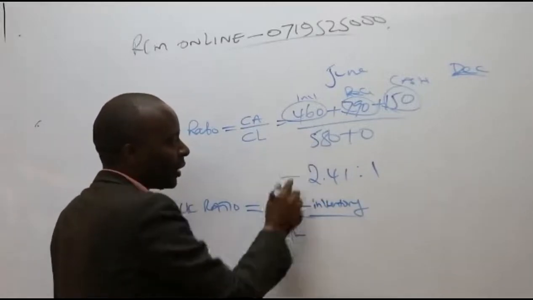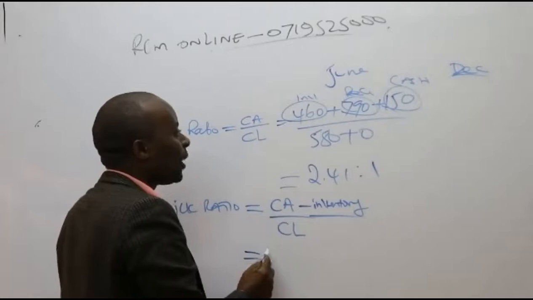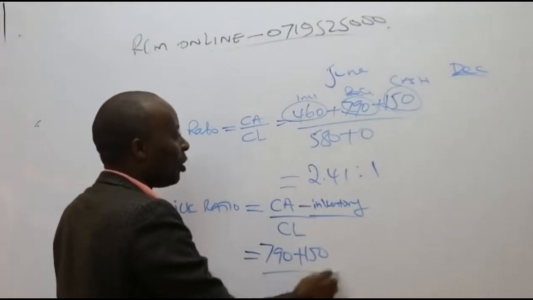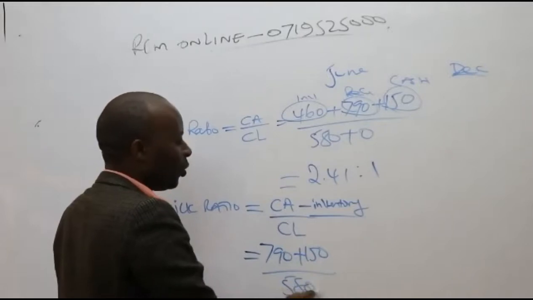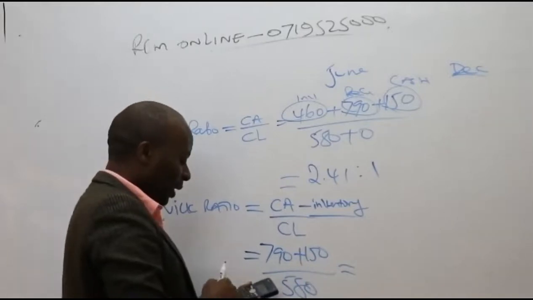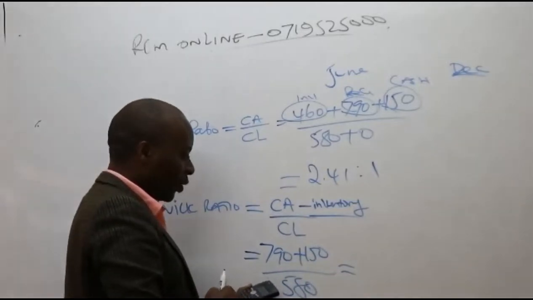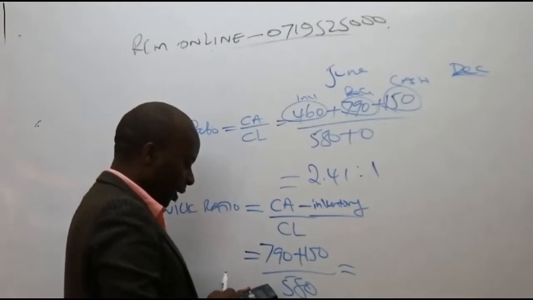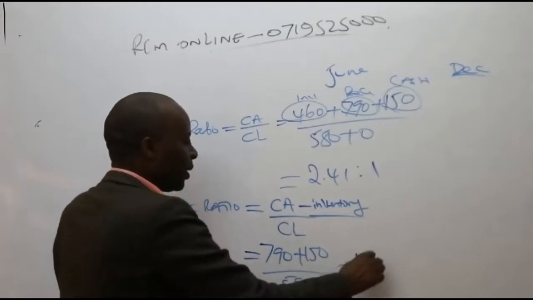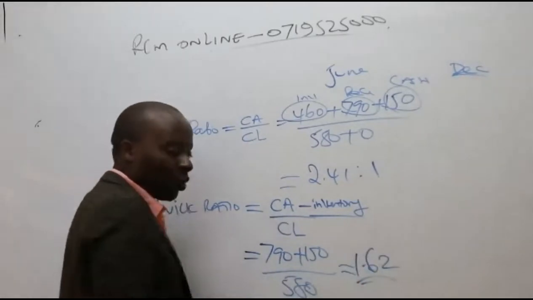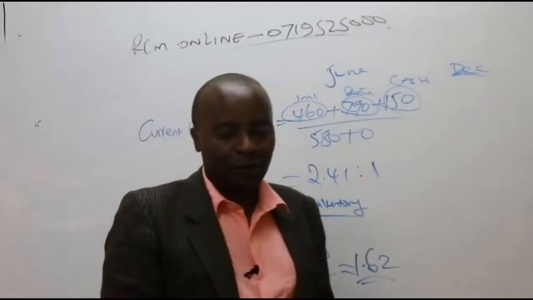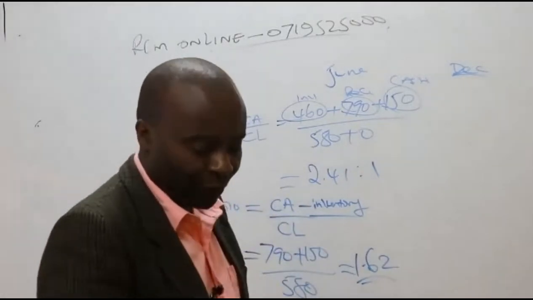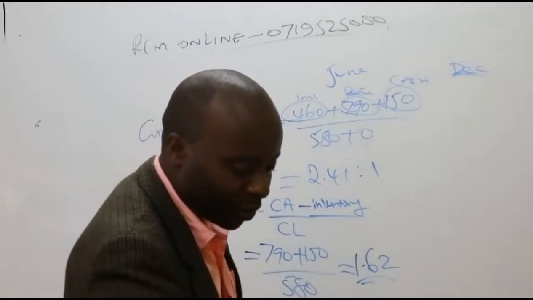So basically, in terms of June, the quick ratio will be 790 plus 150 all over the current liabilities, which are 580. So we have 790 plus 150 divided by 580, which gives me 1.62. I'm sure you'll be able to complete the others. Those are the 5 ratios which they expected us to give them. So that is it.